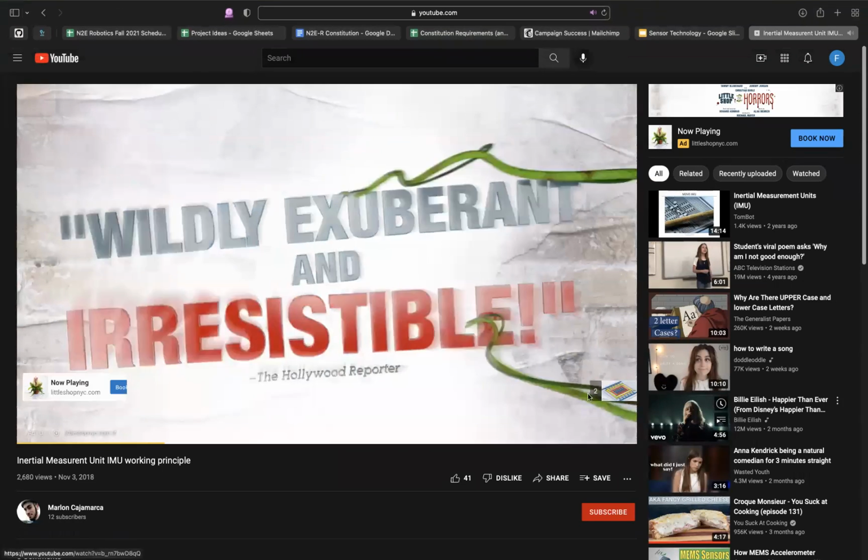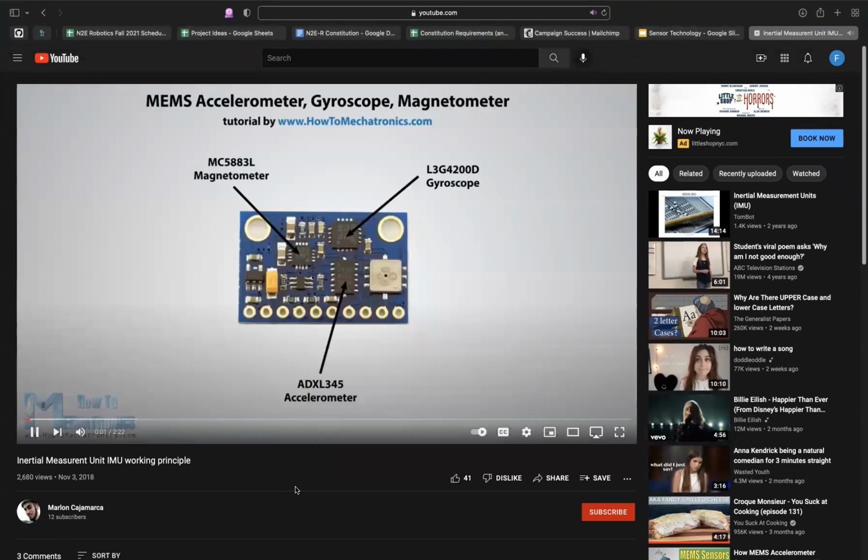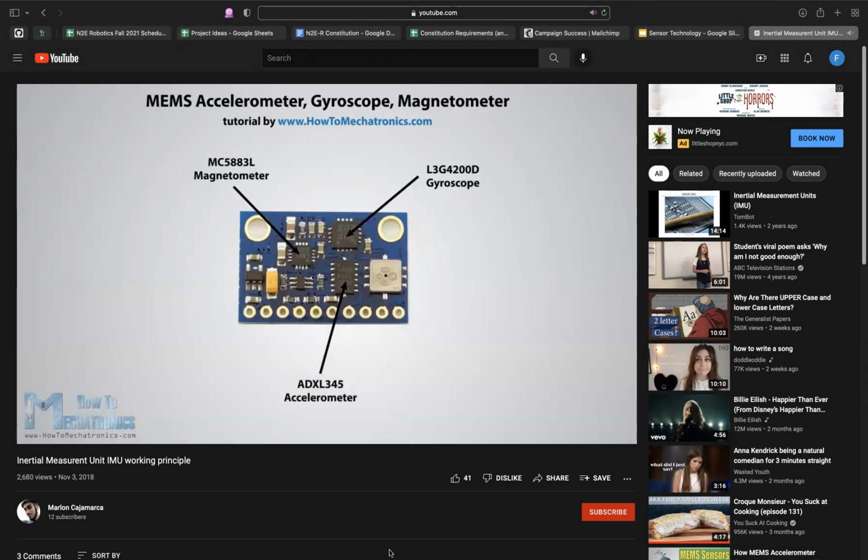Something irresistible, something very, very hot. First, let's briefly explain how each of these microelectronic mechanical systems or MEMS sensors work.